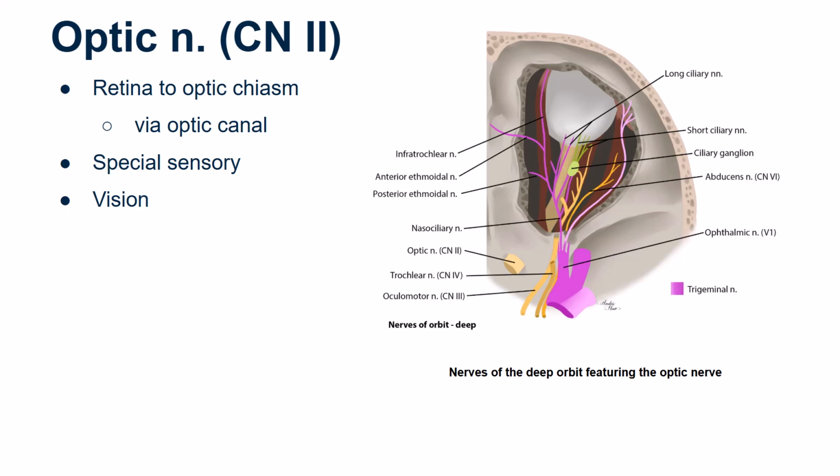So let's start with cranial nerve 2, the optic nerve. The optic nerve travels from the retina of the eye, posteriorly through the orbit, through the optic canal, back to the optic chiasm. The optic nerve is carrying special sensory information from the eye and is responsible for vision.